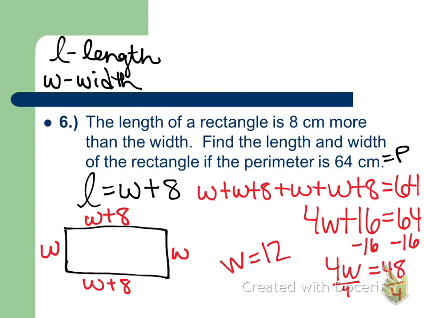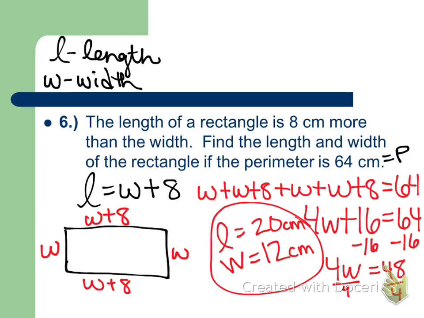Those of you that did this one yesterday, did you get W equals 12? Good. But are we finished? No, they didn't just ask for the width. What else did they want? The length. How am I going to find it? Add 8. We said in the very beginning the length is the width plus 8. So in order to get the length, I add 8, I get 20. We should have units on these, centimeters. And that's our answer.